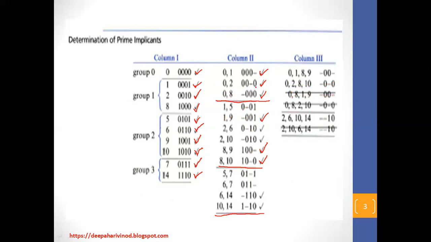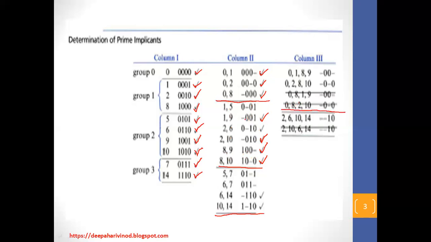Next, did we complete? No. 0, 8 with 2, 6, it cannot be done. 0, 8 with 2, 10, it can be compared. So put a tick mark for 2, 10. 0, 8 with 8, 9 cannot be compared. 0, 8 with 8, 10 cannot be compared. So here we finished one set.